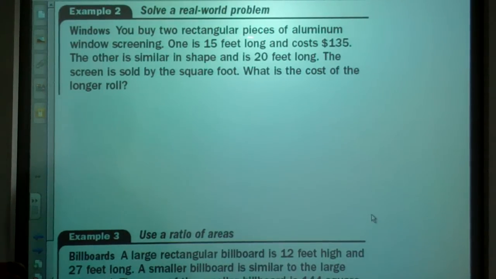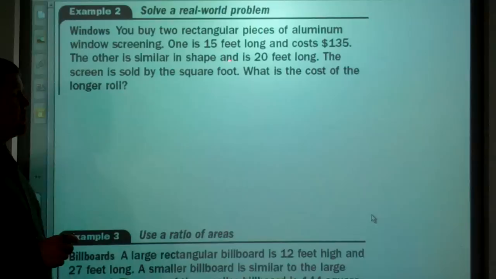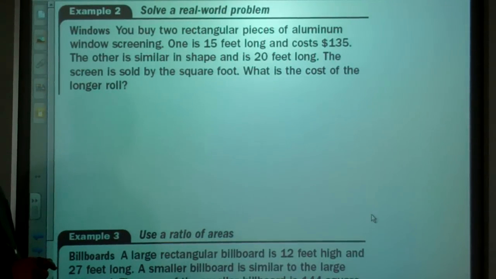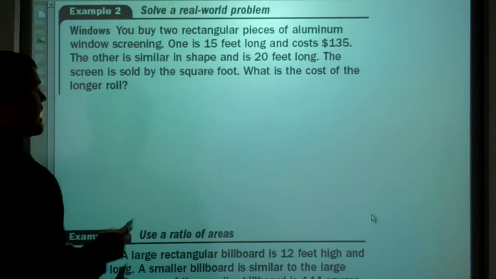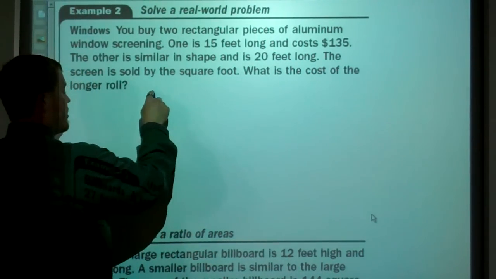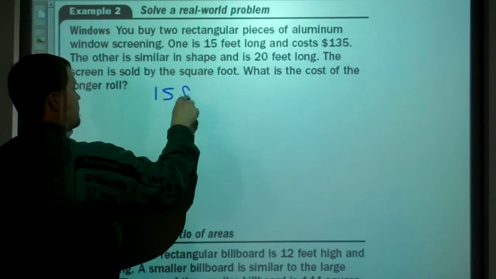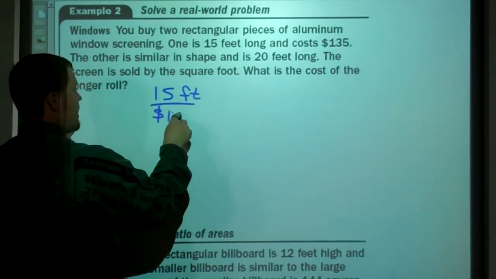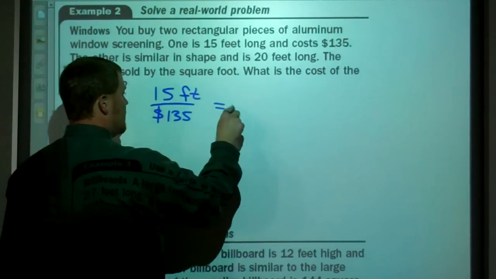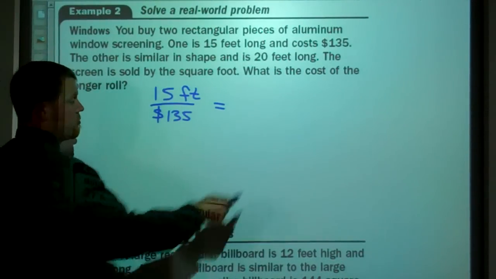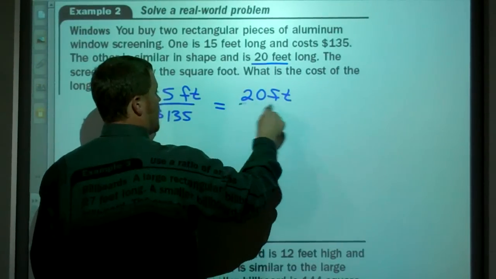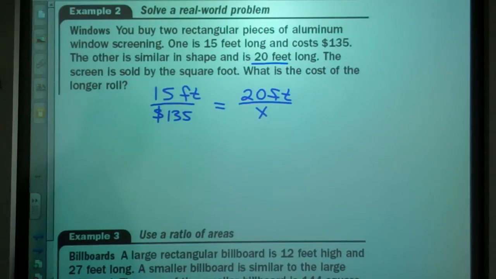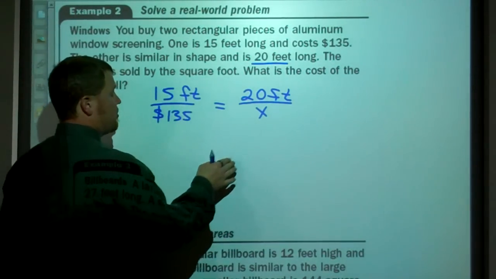Next one: you buy 2 rectangular pieces of aluminum window screen. One is 15 feet long and costs $135, and the other is similar in shape and is 20 feet long. The screen is sold by the square foot. What is the cost of the longer roll? What do we know here? We want to set up a ratio. We know that the 15-foot roll costs $135, so we want length divided by cost. We set up our second ratio the same way. Length, we know 20 feet, and we don't know the cost. Now solve your proportion.